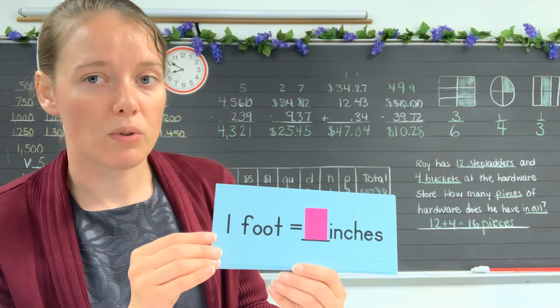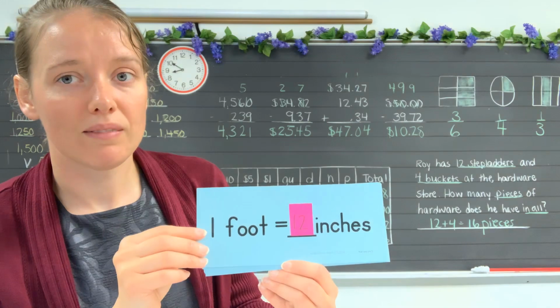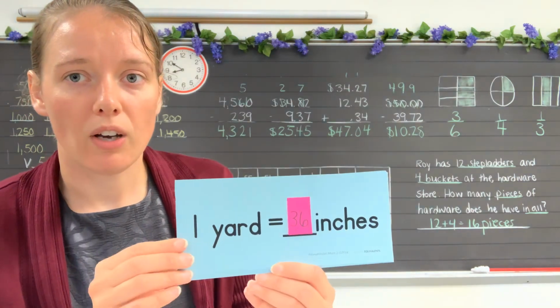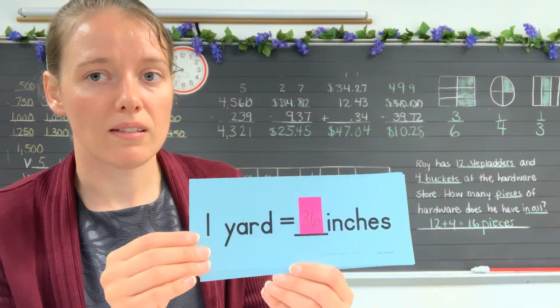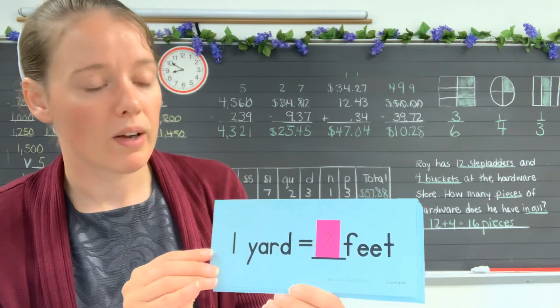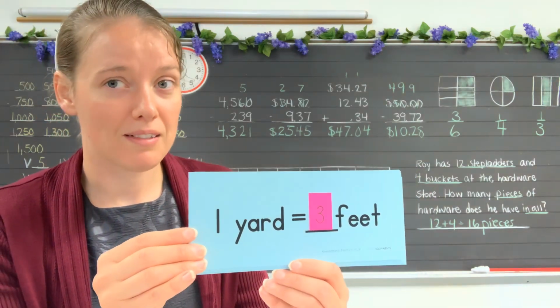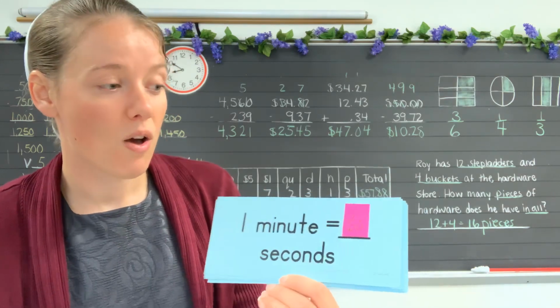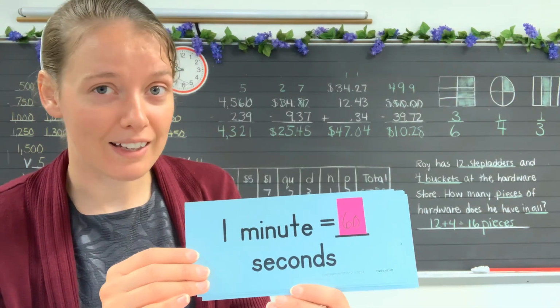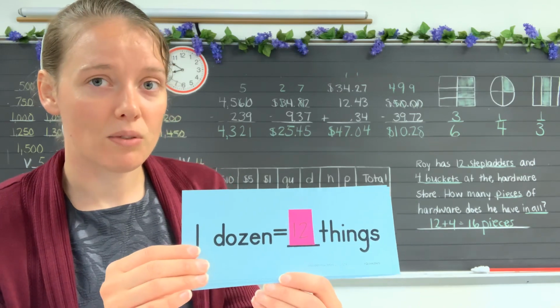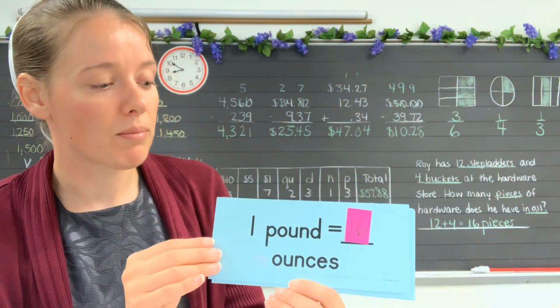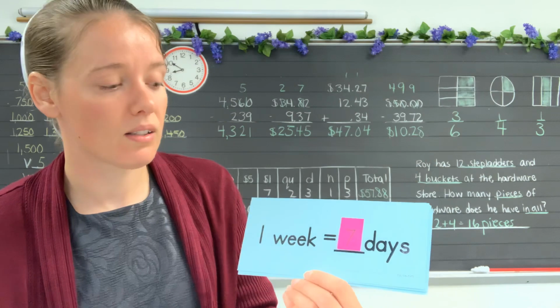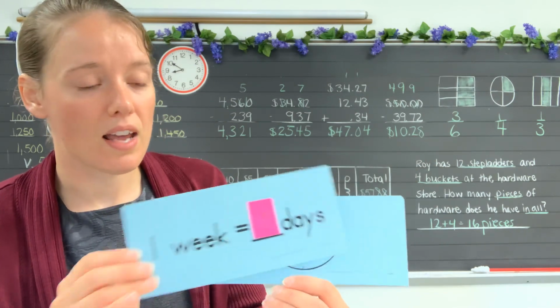1 foot equals 12 inches. 1 yard equals 36 inches. 1 yard equals 3 feet, not 36 feet, or it would be a really long yard. 1 minute equals 60 seconds. 1 dozen equals 12 things. 1 pound equals 16 ounces. 1 week equals 7 days.